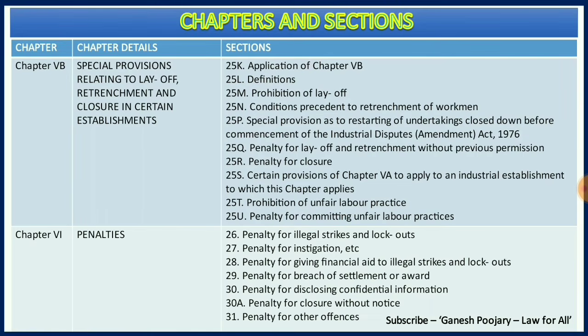Then comes chapter 6, which is on penalties, discussing different penalties with 7 sections, 6 original sections and 1 amendment section, that is penalty for illegal strikes and lockouts, penalty for instigation etc., penalty for giving financial aid to illegal strikes and lockouts, penalty for breach of settlement or award, penalty for disclosing confidential information, penalty for closure without notice, that is an amendment section, and finally penalty for other offences. So it basically discusses all the penalties between section 26 to 31.